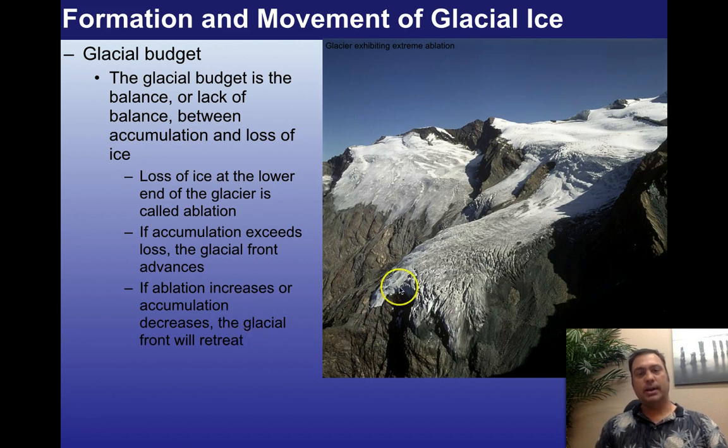And so here we see a glacier that at one time went all the way down into the valley. It's now ablating right here on the edge of this hillside. So this is an example of extreme ablation.